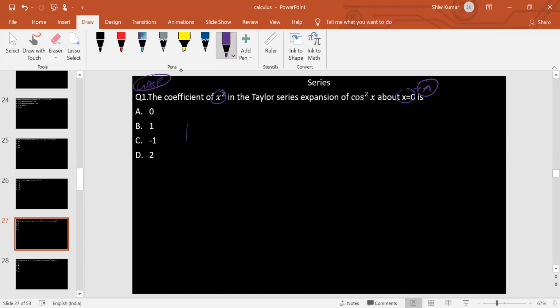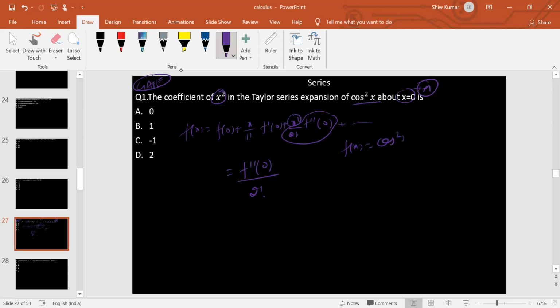So if I write the Maclaurin series here, it will be f of 0, plus x by 1 factorial f dash of 0, plus x square by 2 factorial f double dash of 0, and so on. So what is the x square coefficient here? It's f double dash of 0 divided by 2 factorial. So whatever the function is given, differentiate twice. The function given is cos square x, differentiate once. First we differentiate the power, 2 cos x, and again cos x differentiation is minus sin x.